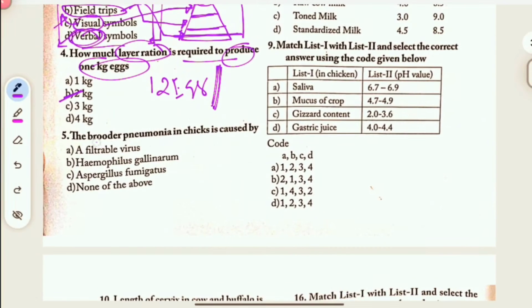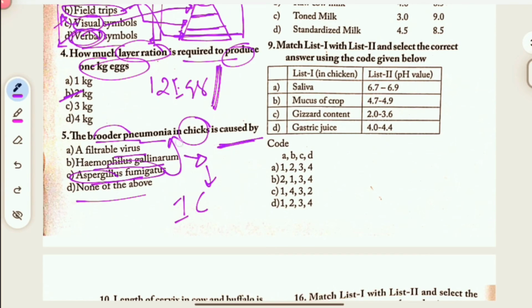And in the next question, brooder pneumonia in chicks is caused by: the options were filtrable virus, Haemophilus gallinarum, Aspergillus fumigatus, and none of the above. Haemophilus gallinarum causes infectious coryza. So the correct answer for brooder pneumonia is Aspergillus fumigatus. The word brooder stands for young chicks. Therefore, this disease is called brooder pneumonia, which impacts the respiratory system of the bird. It is caused by the fungus Aspergillus fumigatus.